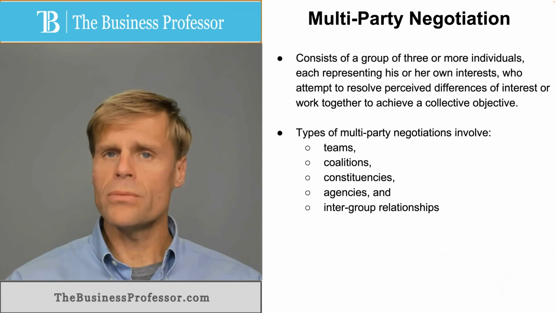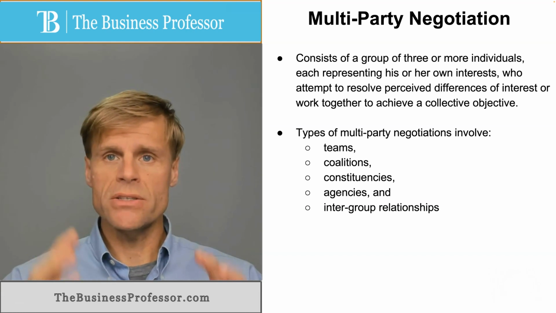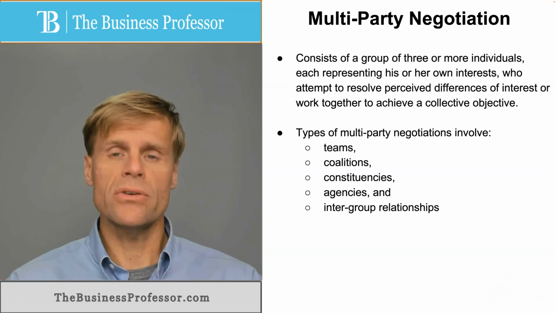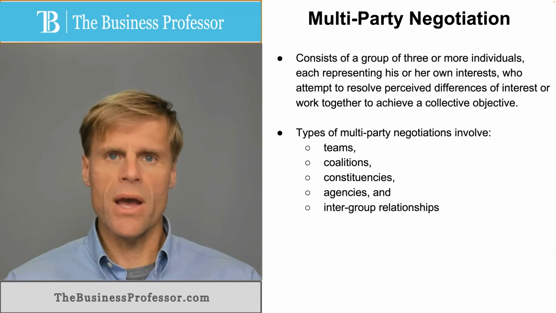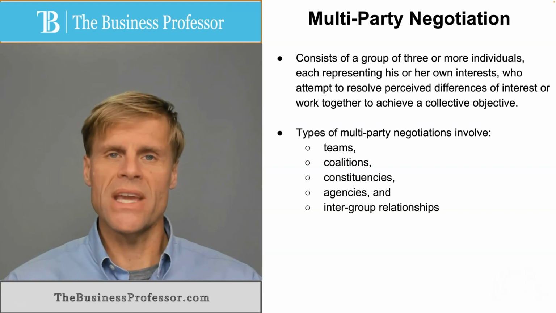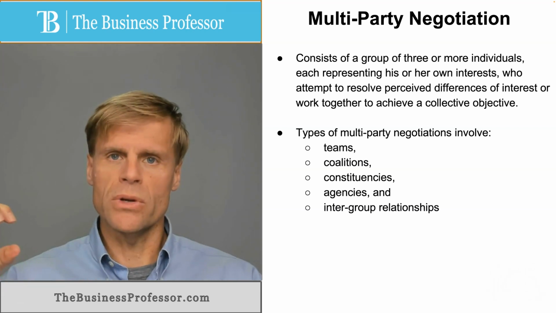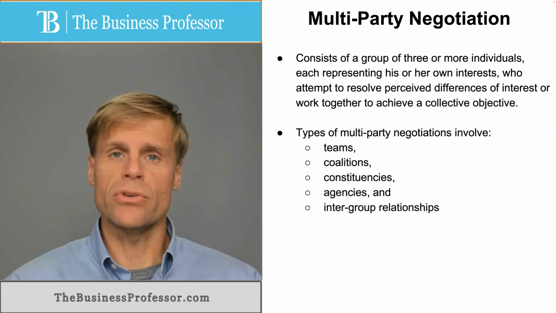Now, there are multiple types of multi-party negotiation. You can have team-based negotiations where teams are negotiating with each other. You can have coalitions where you're not on the same team, but you are bonded together by a similar objective. You can have constituencies, which is a representative relationship where someone represents your interest on your behalf.